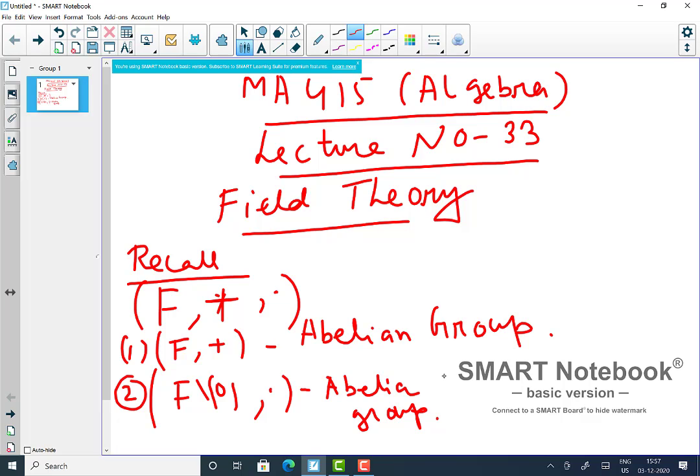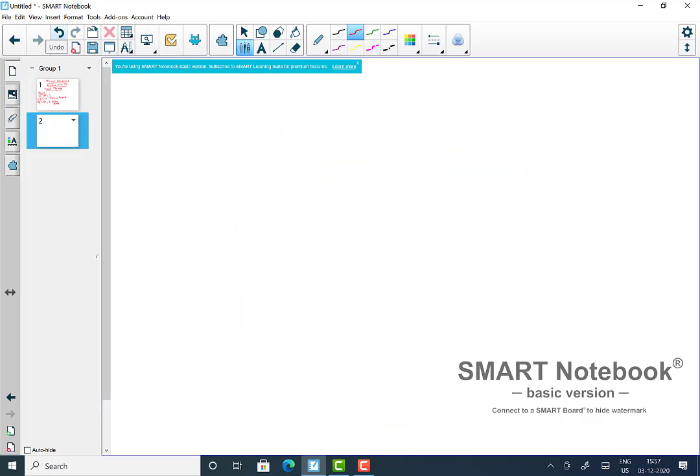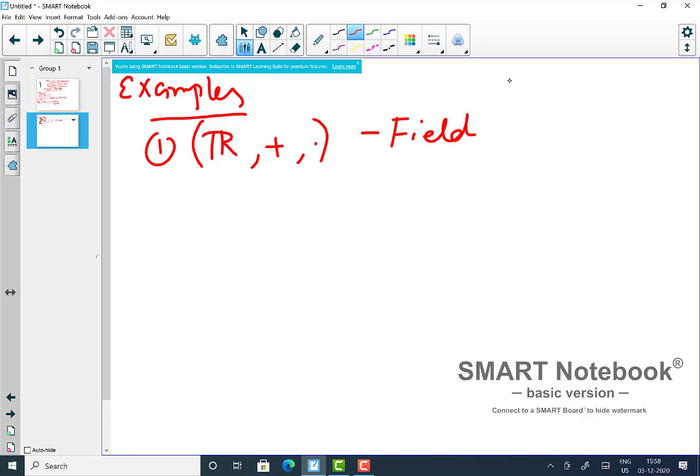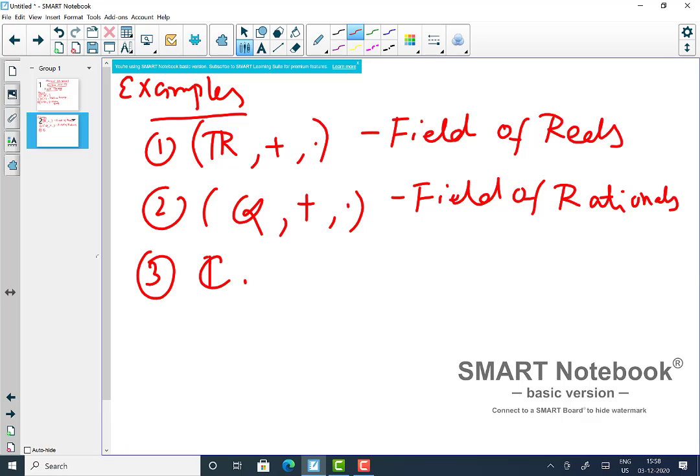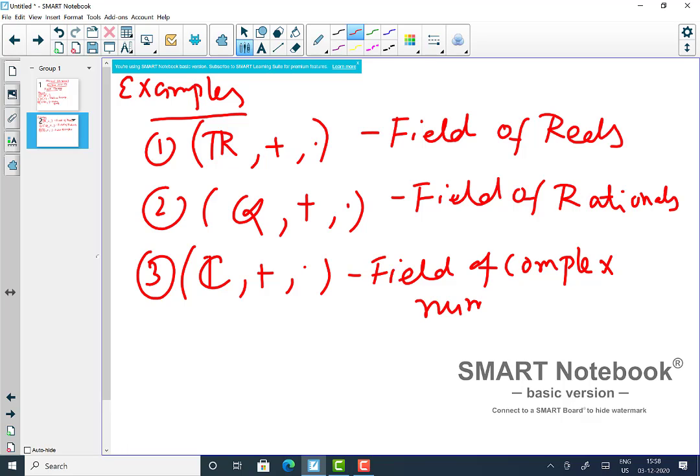Then it is called a field, and then obviously we have the examples: the field of real numbers, the field of rational numbers. Okay, so examples. The field of real numbers, the field of reals, as some people call it. The field of rationals. The field of complex numbers. Okay, so the most common examples, and then we will give lots of examples slowly.